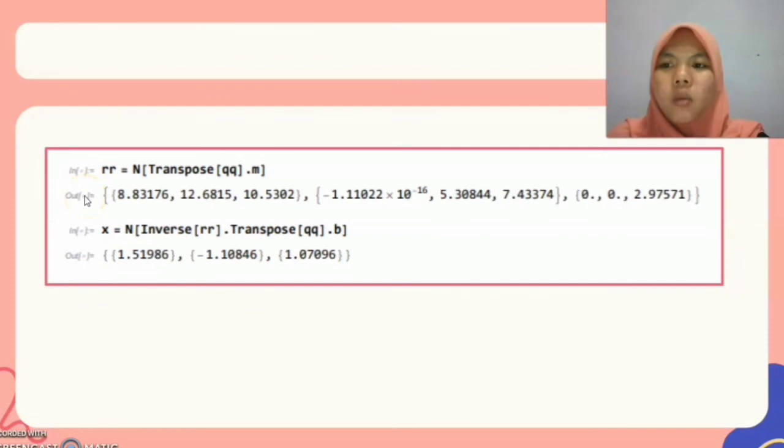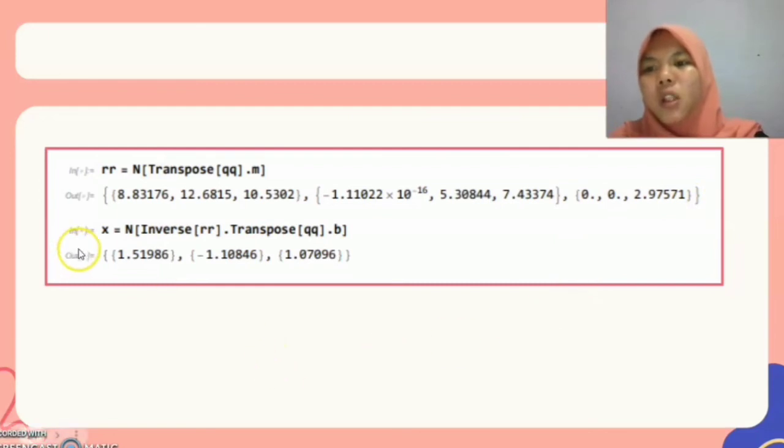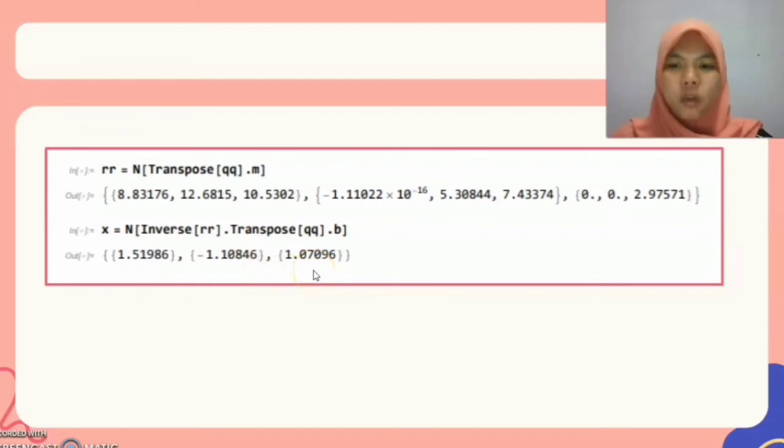And then we insert the command RR equal to N transpose QQ multiply with M. And as you can see, this is the output of RR that we get from the Mathematica. So we want to get the value of x, we insert command x equal to N inverse RR multiply with transpose QQ multiply with B, and the output will come out as the value of x, which is 1.51986, negative 1.10856, and 1.0716. And that's all from me. Thank you.